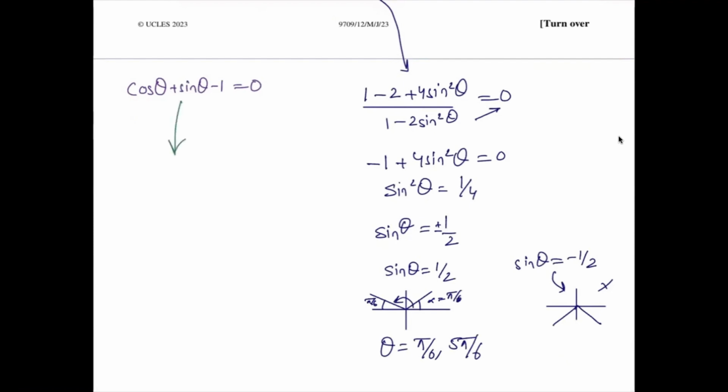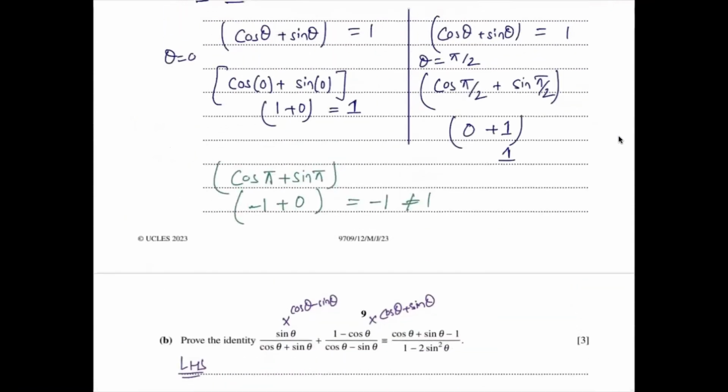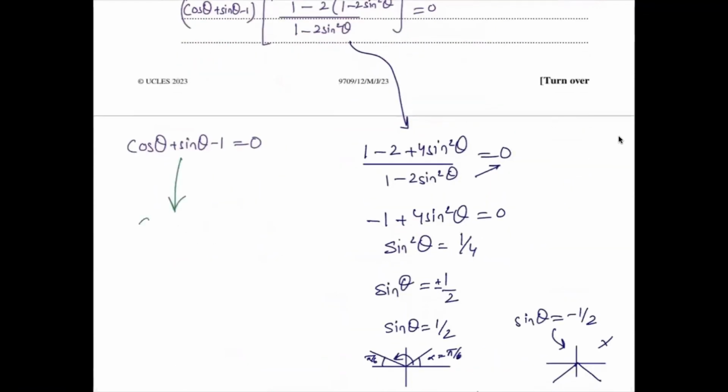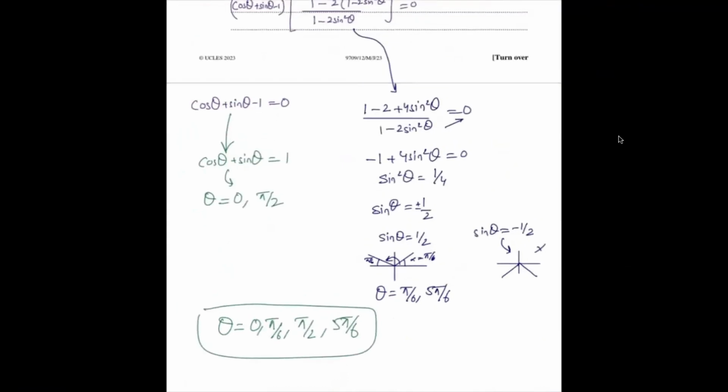And the two solutions from here would be, the question has given us the hint that using your answer to A part 2, in A part 2, we knew that the correct answers for this equation are 0 and pi by 2. So it's the same equation, cos theta plus sine theta equals to 1. And the two solutions were 0 and pi by 2. So in total, there are four values of theta, that is 0, pi by 6, pi by 2, and 5 pi by 6. These are the four correct solutions.